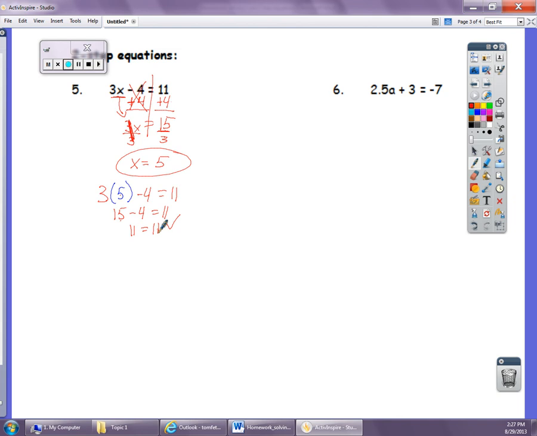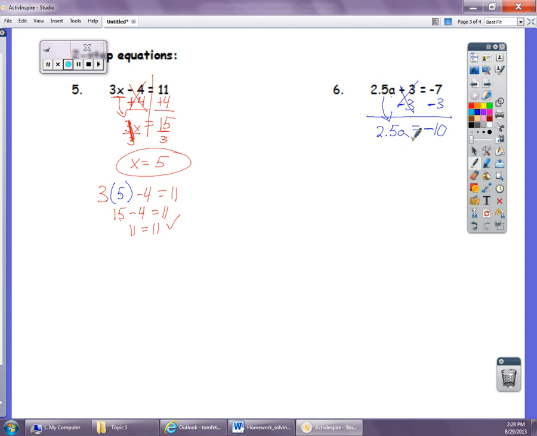So once we look at number 6, well, we have our variable. Alright, so we have 2.5a, so if we want to isolate that, that means we need to get rid of a positive 3, so we find our additive inverse to positive 3, well, we need to subtract 3. When we subtract 3, that's going to give us 0. 3 minus 3 crosses off, gives us 0. And negative 7 minus 3 is going to give us negative 10. And now I can bring down my 2.5a.